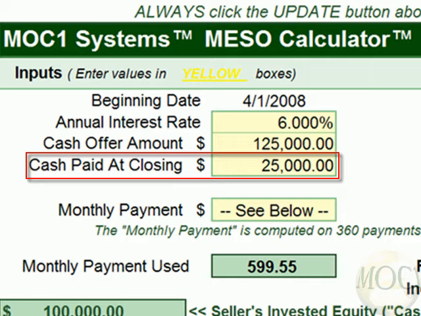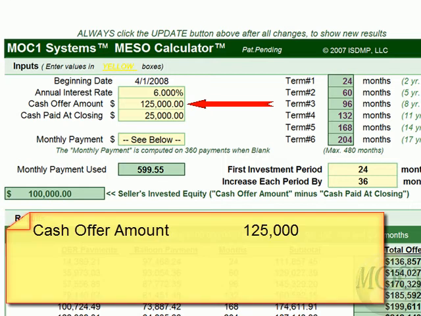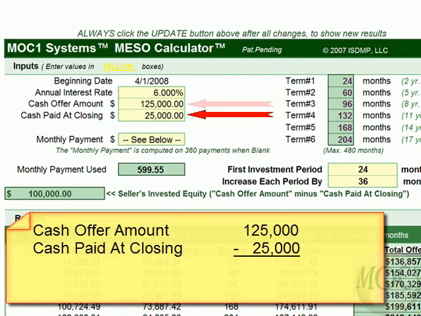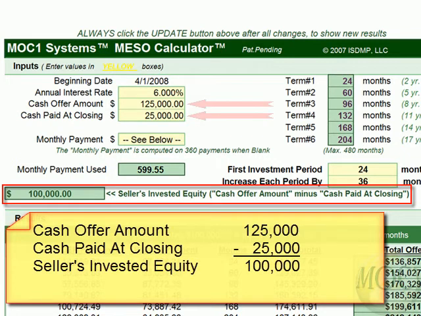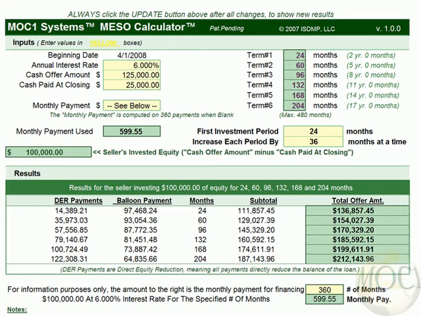Cash paid at closing is the total out-of-pocket cash needed to take over the property at closing. This amount includes the down payment, any encumbrances that have to be paid off, and any other closing costs that may be incurred. The amount that remains from the cash offer amount minus the cash paid at closing is the seller's invested equity, or the amount that the seller is leaving in the property, which is what should determine your willingness to increase the purchase price of the property.